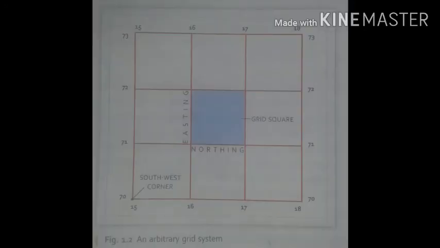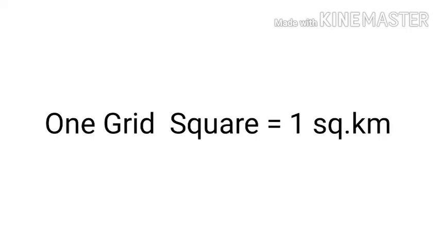Eastings and northings form a network of squares, and this whole thing is called the arbitrary grid system, and each square they form is called a grid square. The next feature is that both the vertical and horizontal lines are drawn 2 centimeters apart from each other, and thus one grid square represents an area of 1 square kilometer on the ground. That means 2 centimeters on the map is shown as 1 kilometer on the ground.